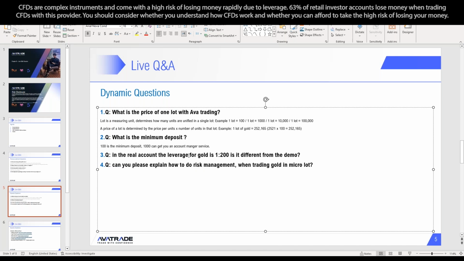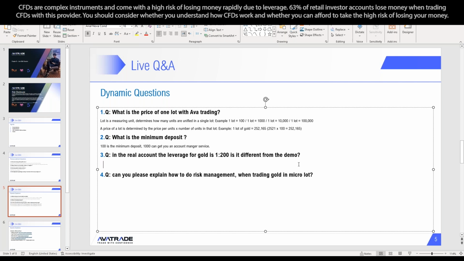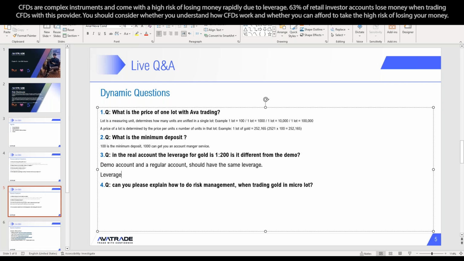All right. Is the real account leverage for gold 1 to 200, is it a different one? Okay. A demo account and a regular account should have the same leverage. Leverage is defined by the regulation. The regulation classified on the account.